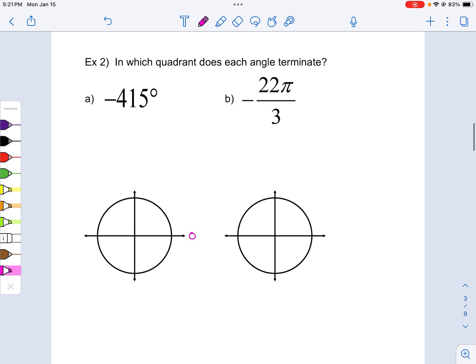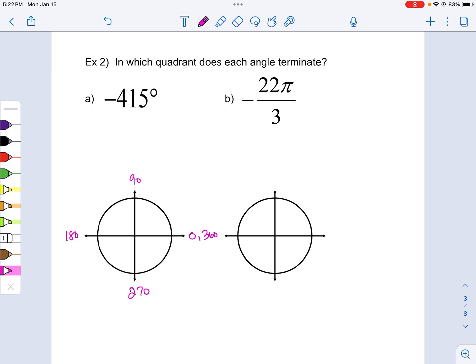We know over here that this is 0. We know that this is 90. We know this is 180, 270, and then coming back around gives me a full 360. All right, so I want to figure out where negative 415 is. So we talked about coterminal angles, right? Coterminal angles terminate or end in the same spot.